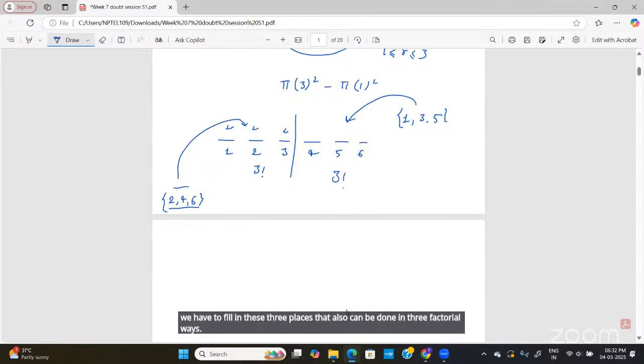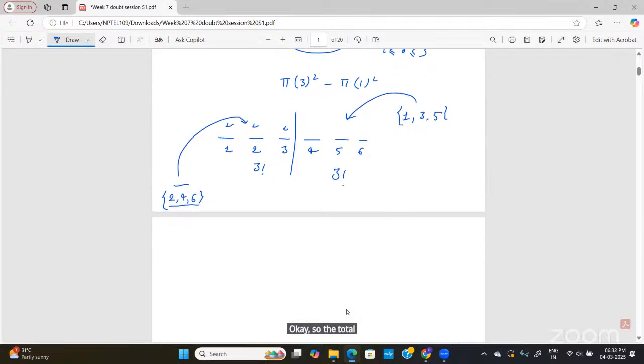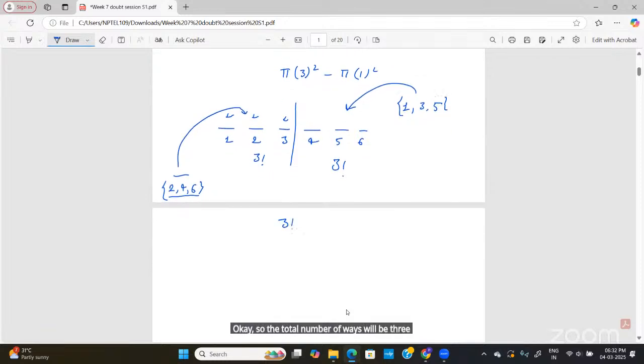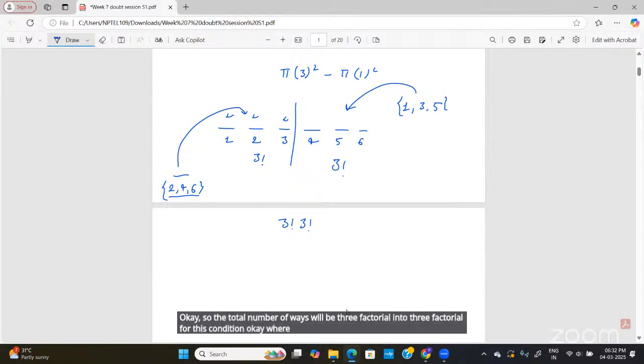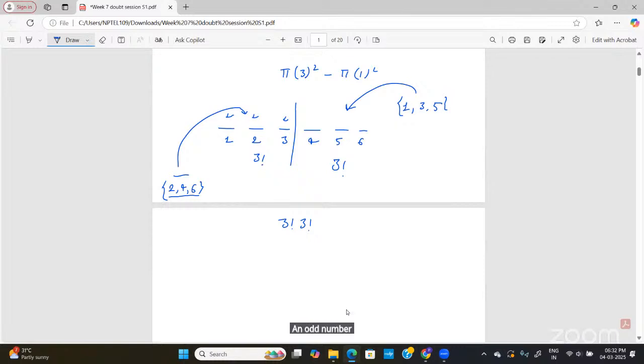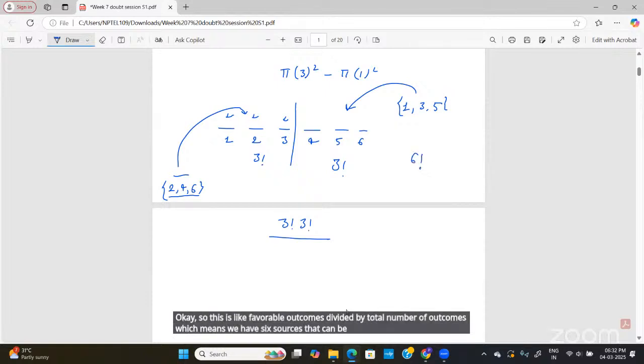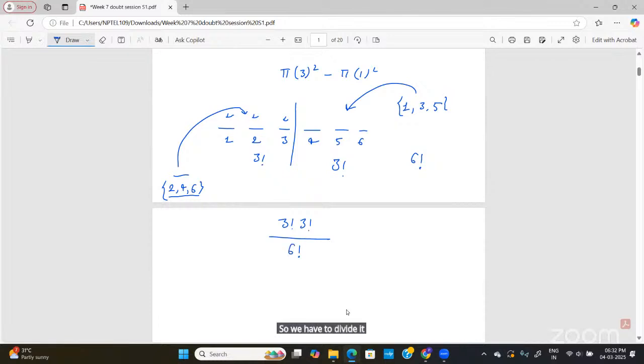Okay, so the total number of ways will be 3 factorial into 3 factorial for this condition, where even number horses come first, second, and third position, and odd number horses come at 4, 5, and 6 position. So this is like favorable outcomes divided by total number of outcomes, which means we have 6 horses that can be arranged in 6 factorial ways, right? So we have to divide it by 6 factorial. So this will be your probability.